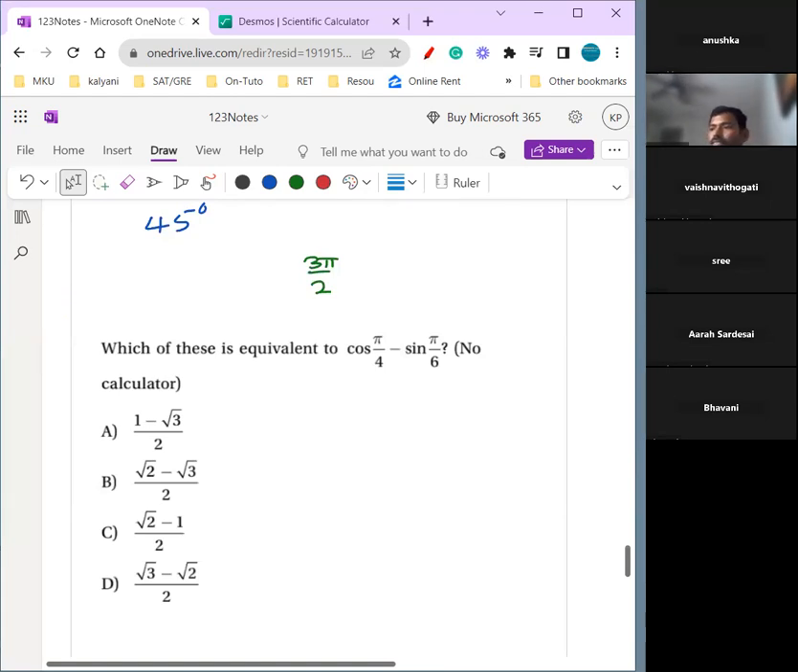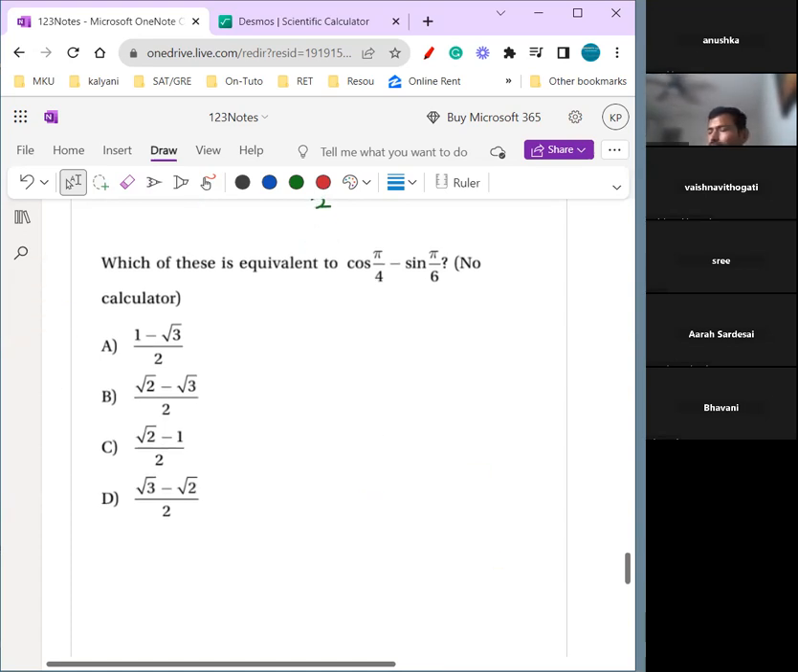Excellent. So let's see, Prisha, please read this question for us. Which of these is equivalent to cosine of pi over 4 minus sine of pi over 6? Okay. All right, let's try this question and see if you guys can answer this one.